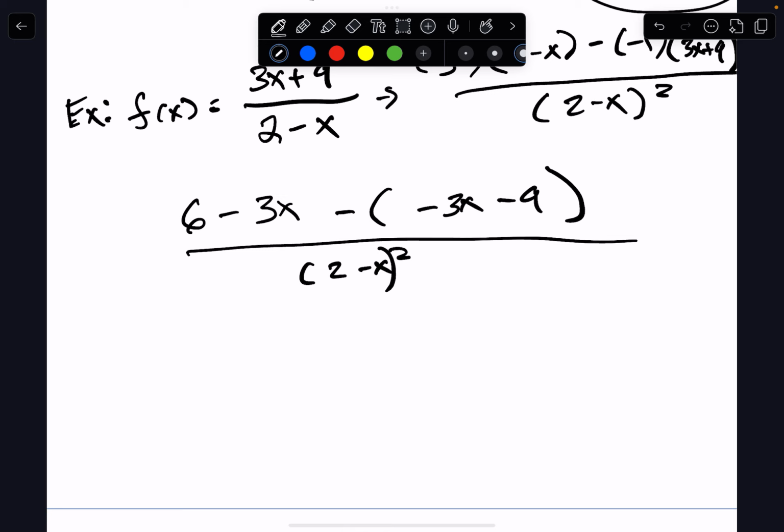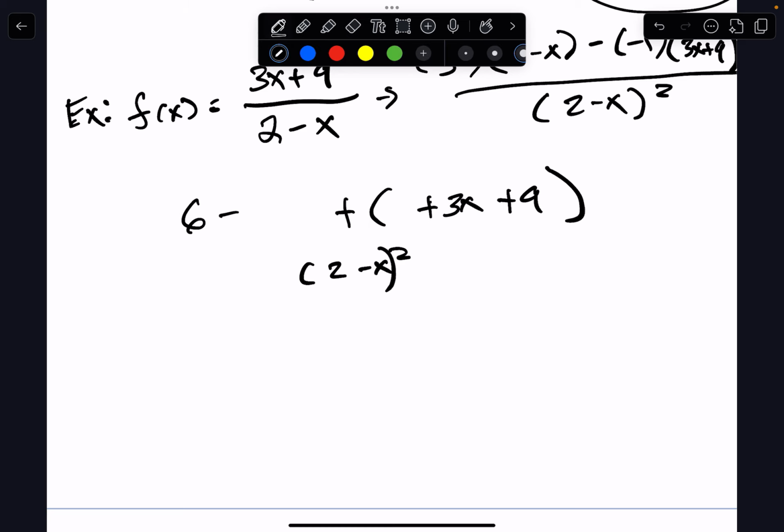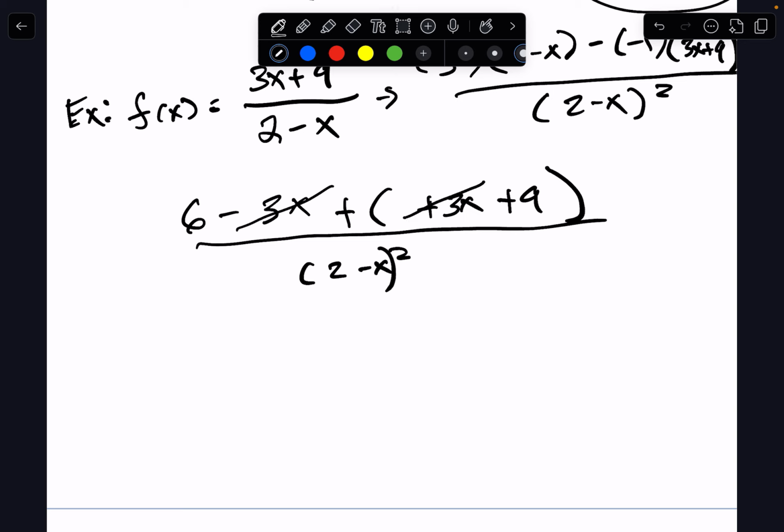So then this becomes basically a positive, because the negative values are multiplied out. So these all become positive, and this cancels. Did not mean to fully erase that, even though it is going to be canceled out here. This is going to cancel out with this. So then you leave 6 plus 9, which is 15, all over 2 minus x, squared.